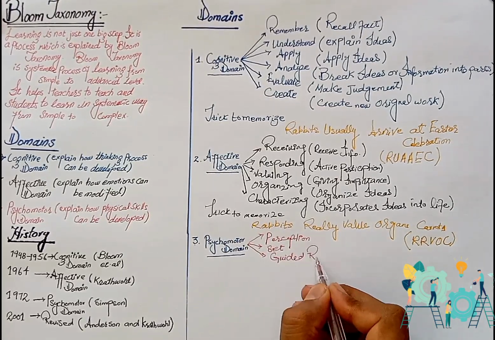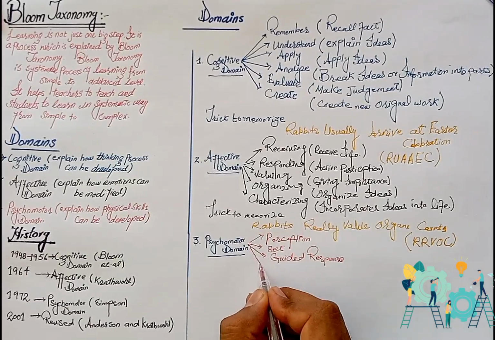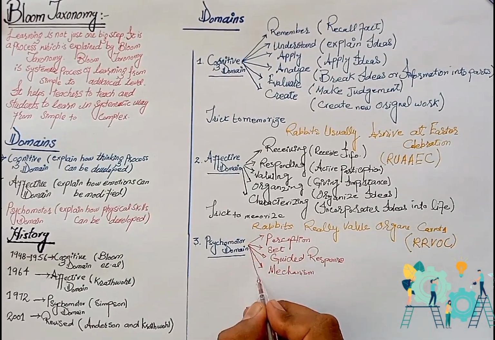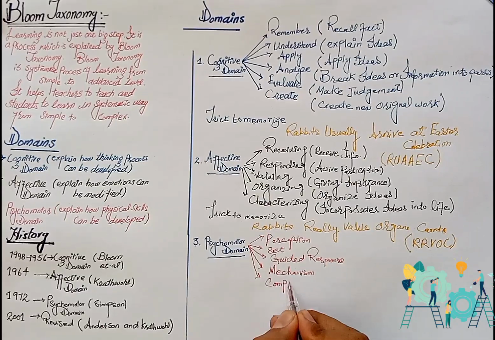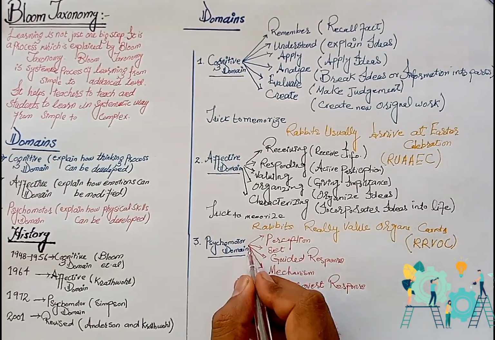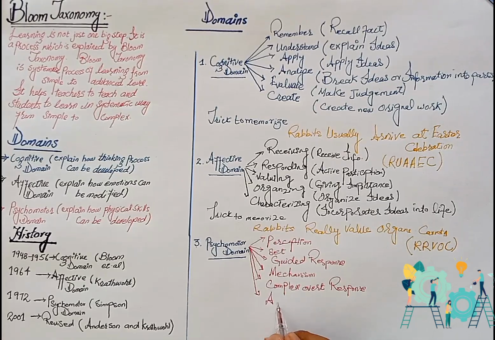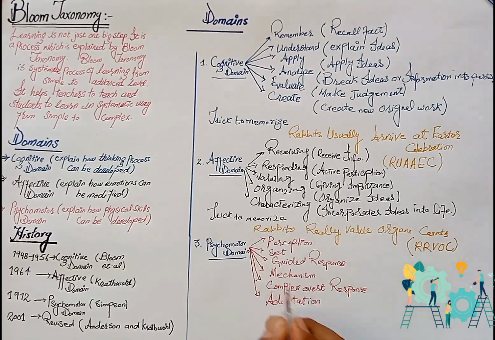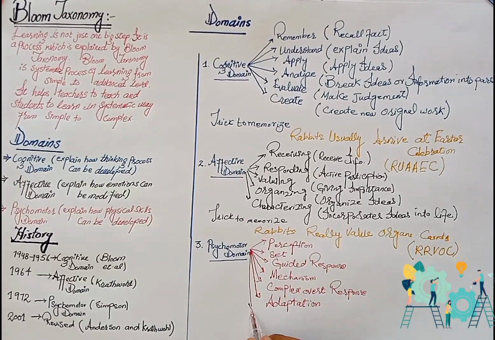guided response, mechanism, complex overt response, adaptation, and origination. These 7 levels of the psychomotor domain were developed by Simpson.